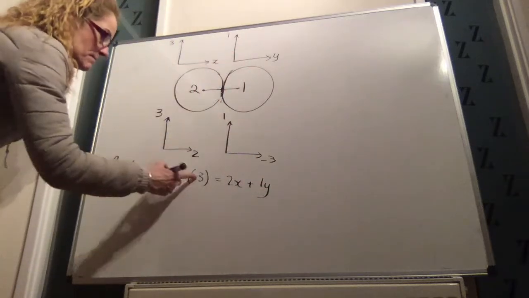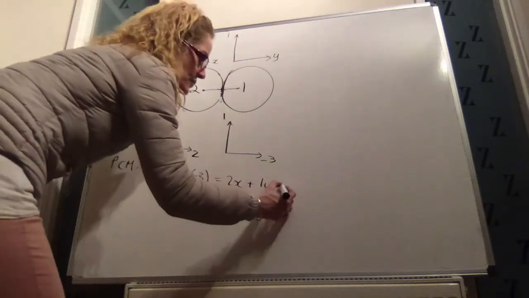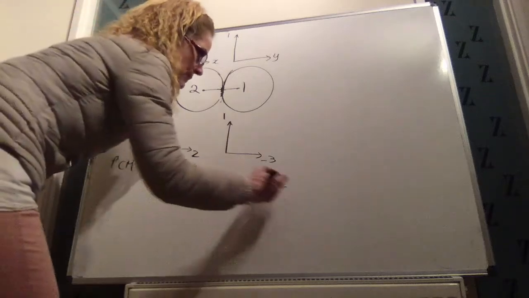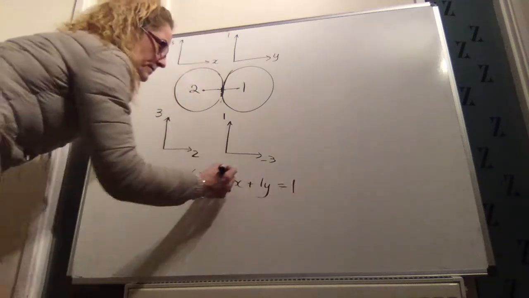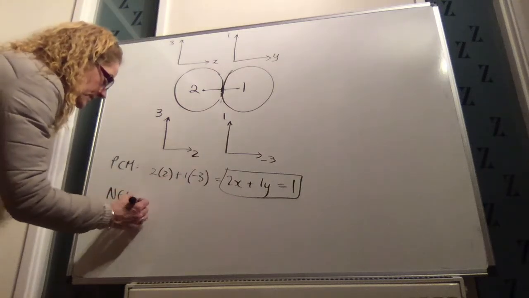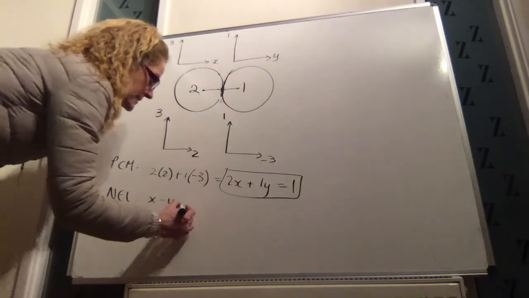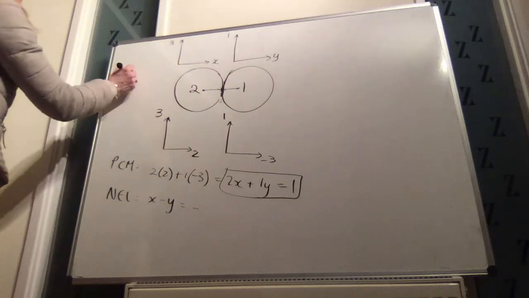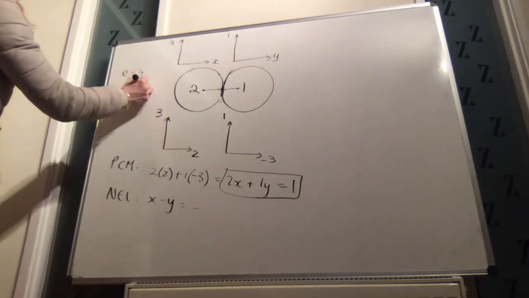Okay, that's minus 3 and 2 is 4, so we have 2x plus y is equal to 4 take away 3, which is 1. That's our first equation. The second equation, Newton's experimental law, x minus y is equal to minus e. Now you're given in the question that e is 4 over 5.